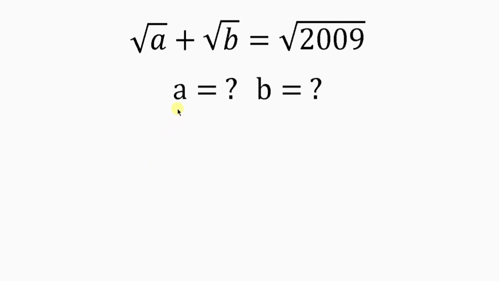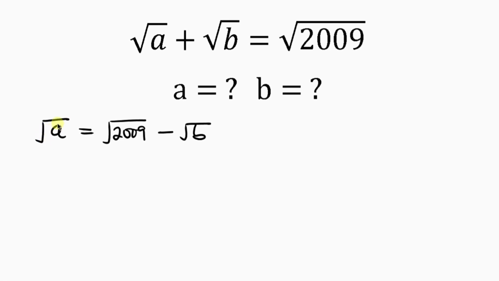Let's find the values of a and b given that the square root of a plus the square root of b is equal to the square root of 2009. Well, our first step will be for us to move the square root of b to the right hand side so that we have the square root of a on the left, equal to the square root of 2009. And as the square root of b crosses to the right, it becomes minus the square root of b.